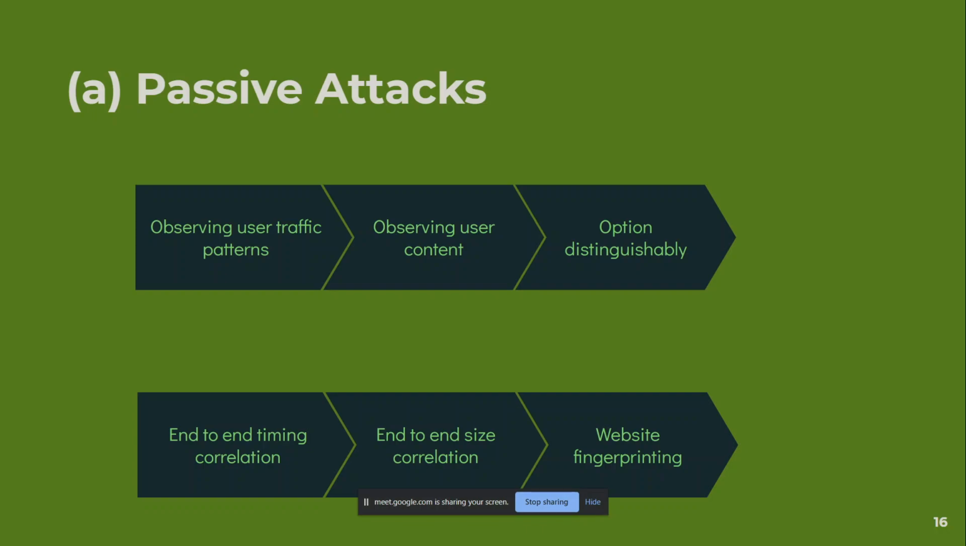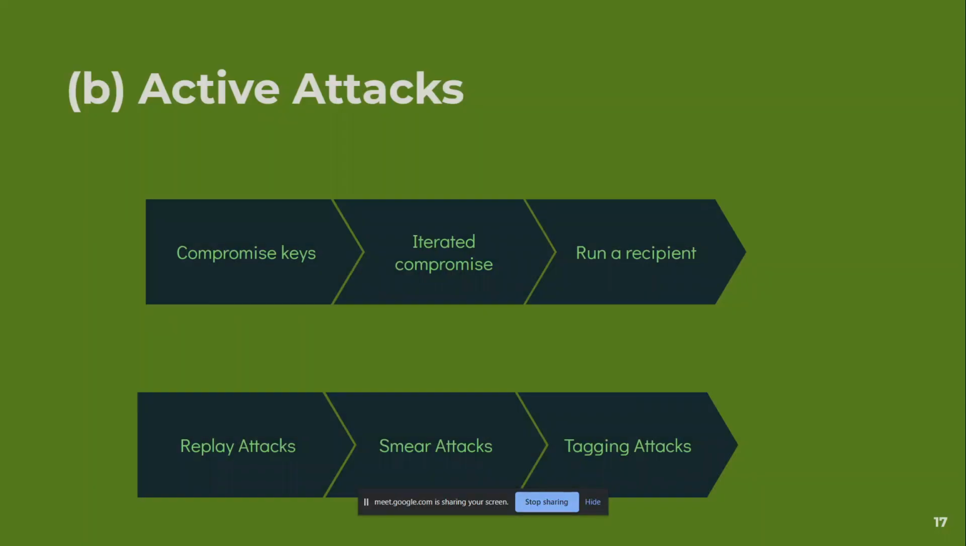Now you've just seen the overview, the rough idea of what passive attacks are. I'm going to move to another category, that is active attacks. With active attacks, we also have different subcategories. You can compromise keys. There's iterative compromise, runner recipient, replay attacks, smear attacks, and tagging attacks. I'll be explaining each one of those.